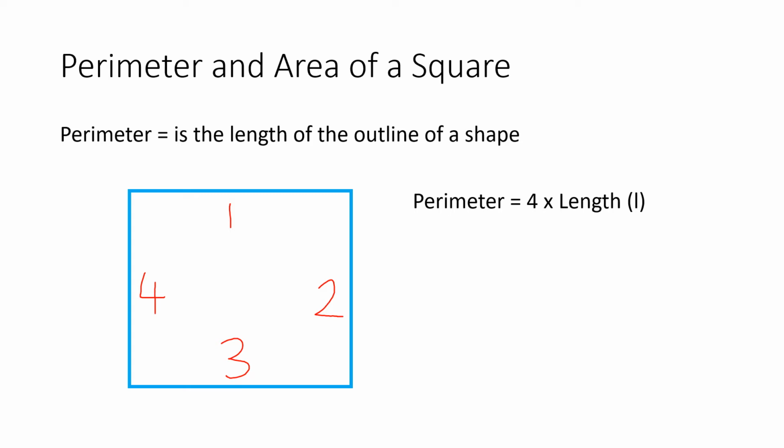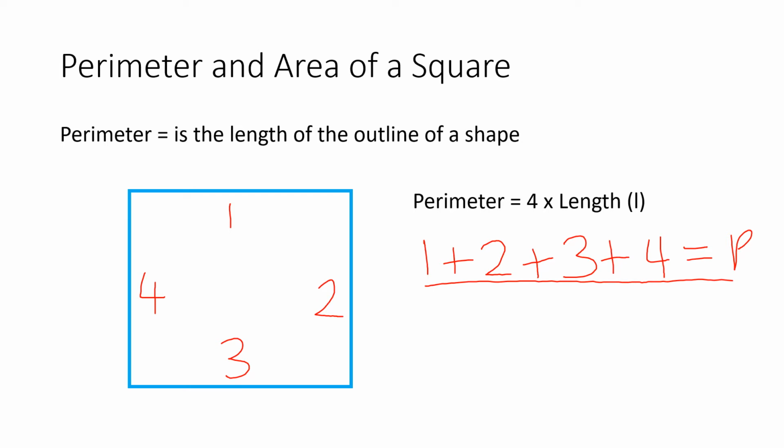That means if we add the distance of side 1 plus the distance of side 2 plus the distance of side 3 plus the distance of side 4, this will give us the perimeter of the square. But instead of doing that, we can use the formula, which is perimeter is equal to 4 times the length of one of its sides. We use 4 because the square has 4 sides, right? So instead of adding the length 4 times, we multiply it by 4.